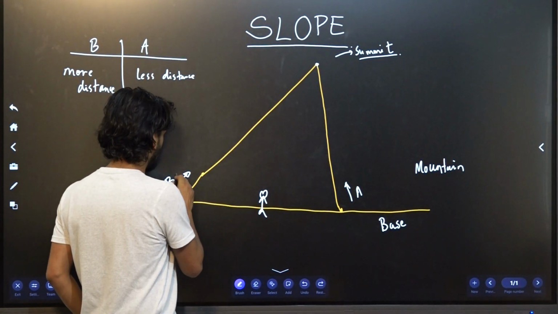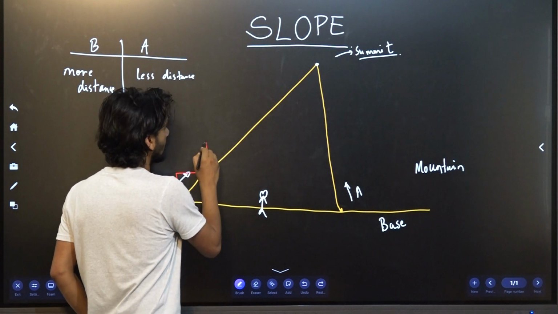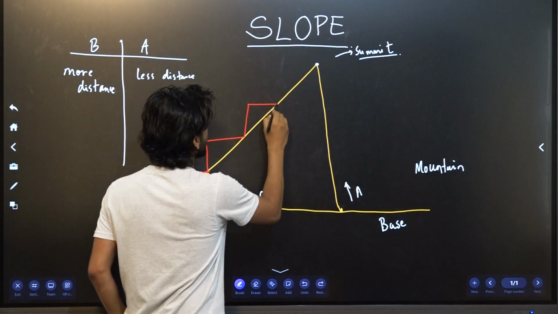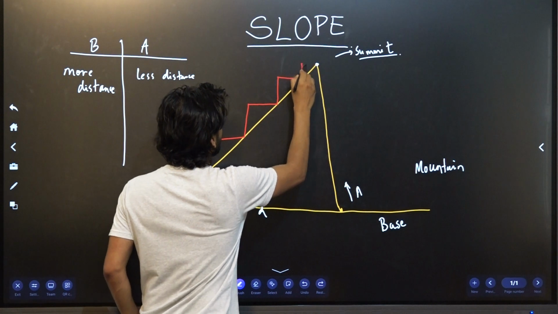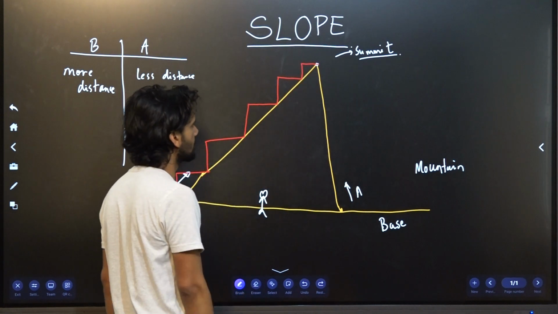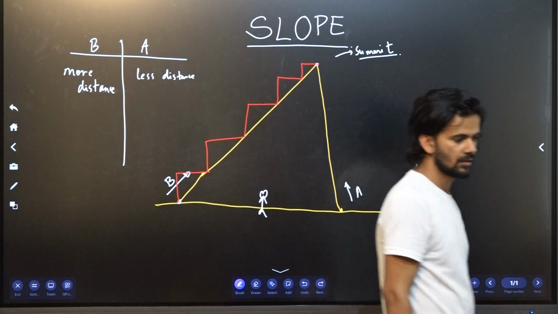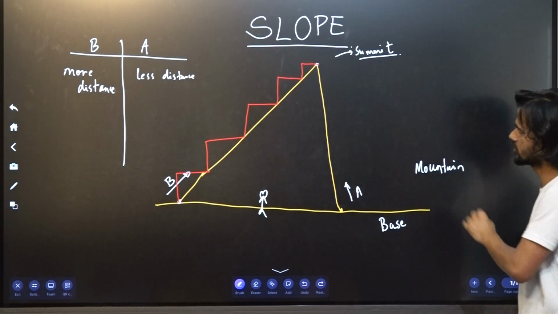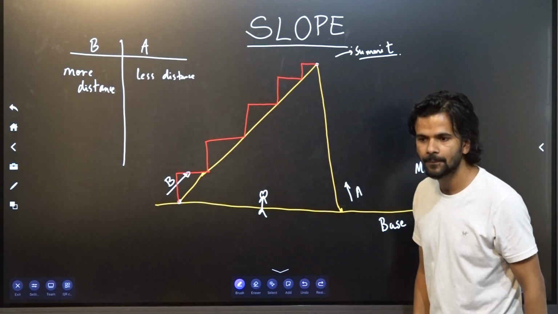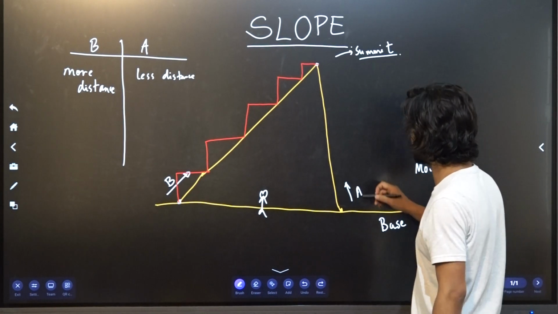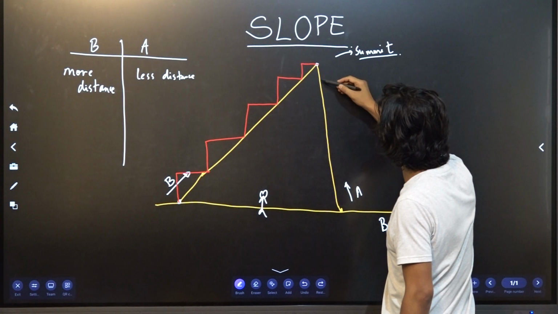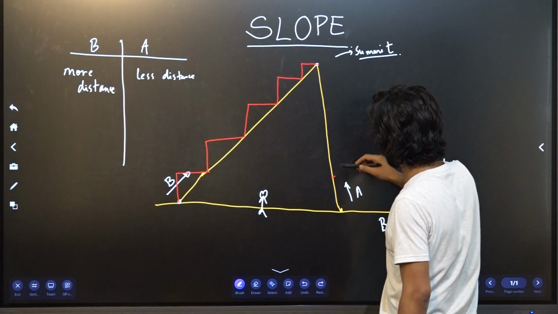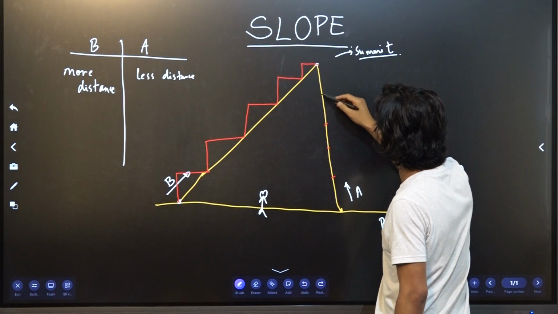Path B, 1 step, 2 step, 3 step, 4 step, 5 step. These are all equal steps. That's how it appears. Similarly, path A, taking path A also, you want to reach the same summit in 5 steps. So you have to divide this in 1, 2, 3, 4, 5.